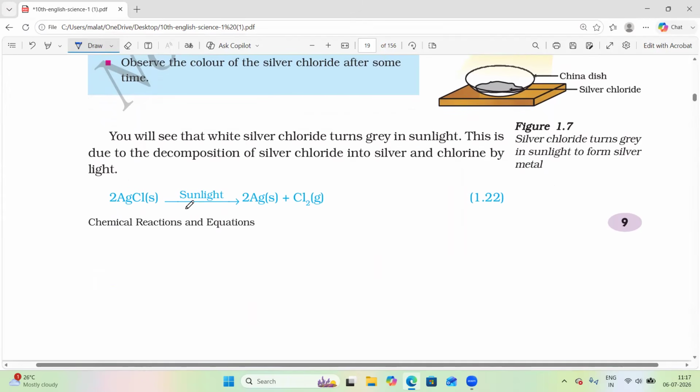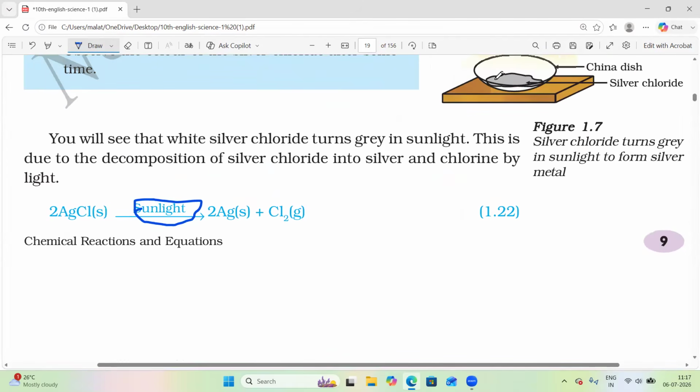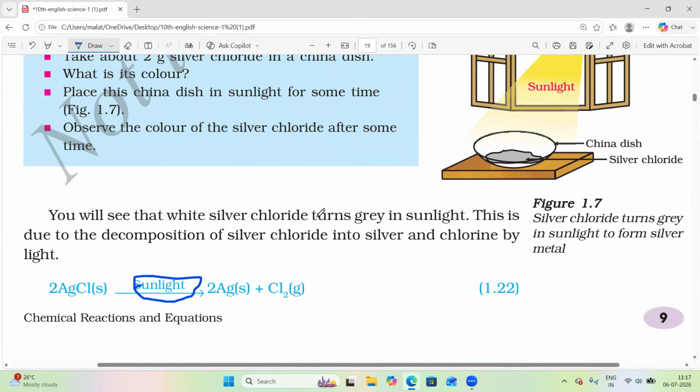So here you can observe one example: silver chloride, AgCl, in the presence of sunlight. You should mention whether it is by using electricity, heat or sunlight. So you will get Ag plus Cl2. Ag as crystals, you will get silver, then chlorine as a gas.